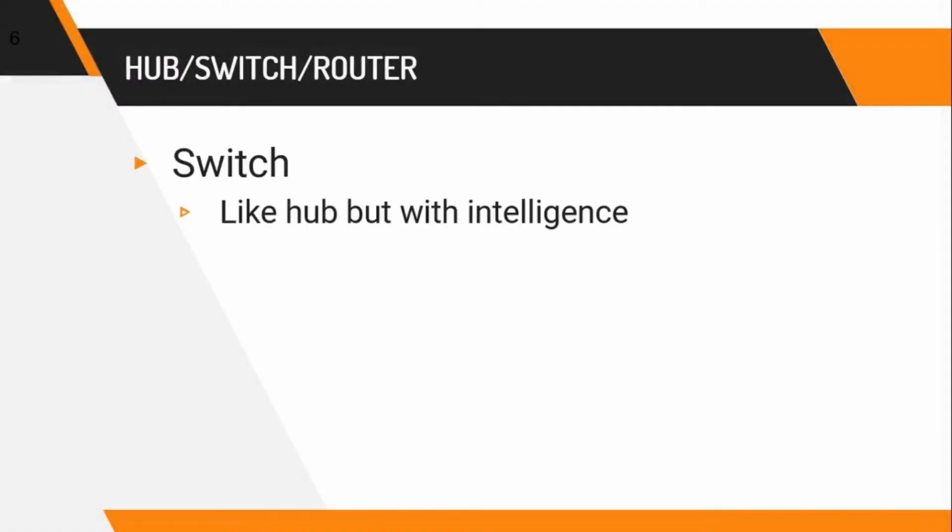Switch. It is like a hub but with intelligence, and it has better performance. A switch is used to network multiple computers together. Switches are more advanced than hubs and less capable than routers. Unlike hubs, switches can limit the traffic to and from each port so that each device connected to the switch has a sufficient amount of bandwidth. For this reason, you can think of a switch as a smart hub.